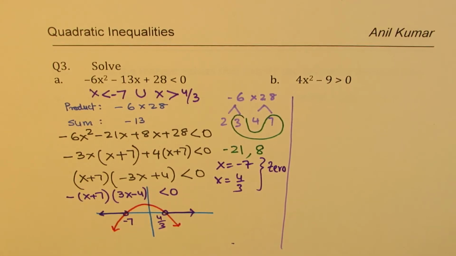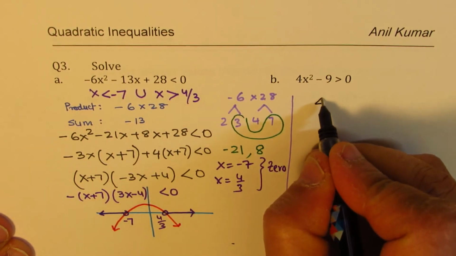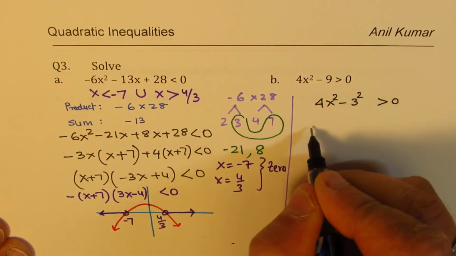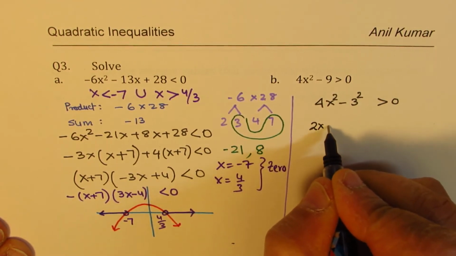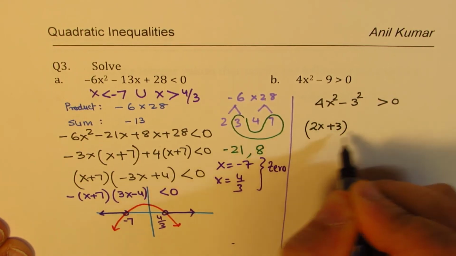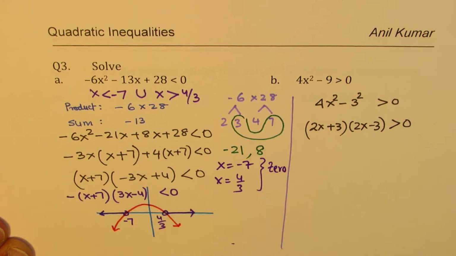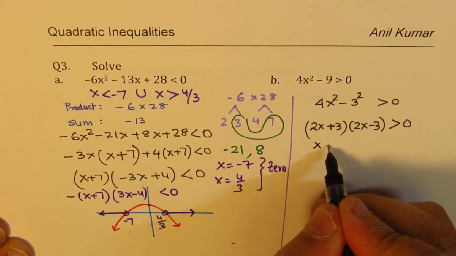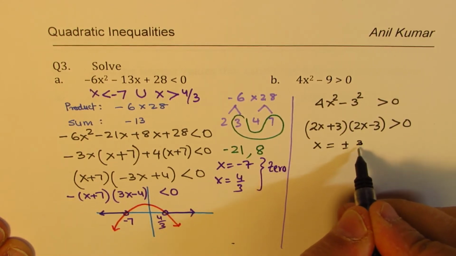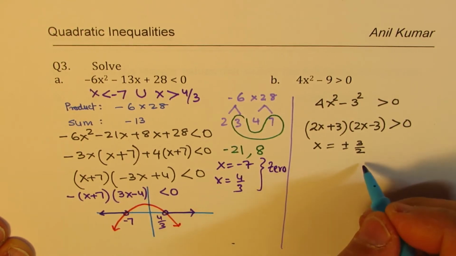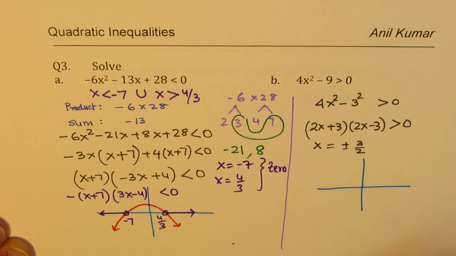Now let's look into part B, which is 4x squared minus 9. This is a difference of squares. You could think like this: 4x squared minus 3 squared greater than 0. So I could write this as 2x plus 3 times 2x minus 3 greater than 0. So we have two zeros at x equals plus minus 3 over 2. Those are our zeros. The graph for this function will be opening upwards.